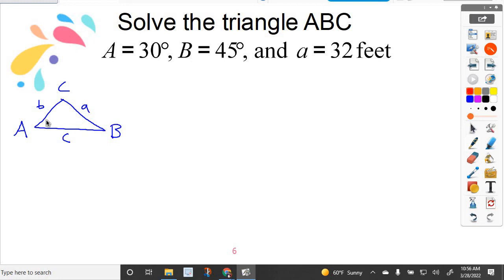So big A is 30 degrees, big B is 45 degrees, and they also give us that little a is 32 feet. Agreed? So what do we need to find again? The last angle, and then plug it into your law of sines, so we need to find our two sides. So how do I find big C? Subtract A and B from 180. Agreed. So 180 minus A minus B. So what do we get?